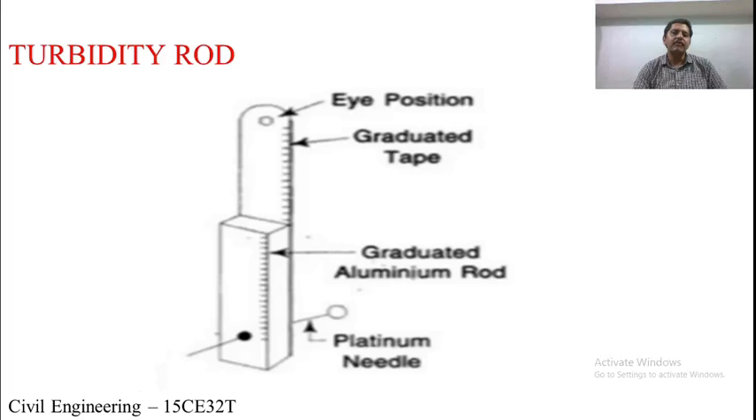So what we do here, we first lower this instrument into the water. From the eye position, we observe the platinum needle at the bottom. If it is visible, we lower the instrument up to the point where this platinum needle is completely invisible. Why does this happen? Because the muddy appearance of the water obstructs the path of the light, and this needle will not be visible. So at that point, we measure the readings in the graduated aluminum rod. So this is how we measure the turbidity in the field.